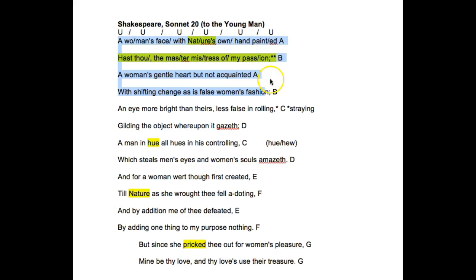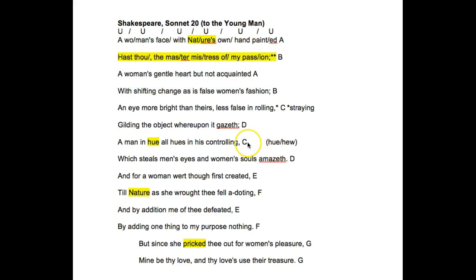He goes on to say that you have a woman's gentle heart, but not acquainted with shifting change as is false woman's fashion. And so on the positive side, you have the gentle nature of a female, but you're not fickle, which is shifting change as is false woman's fashion. And so you remain faithful. And so again, this is one of those not so flattering generalizations that Shakespeare is making about women. So now I'm going to move on to the second quatrain.